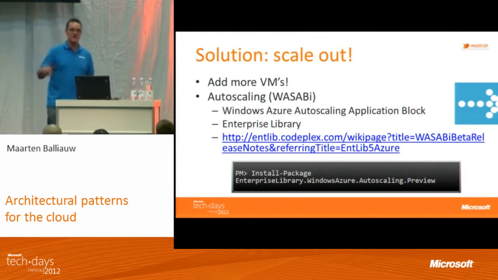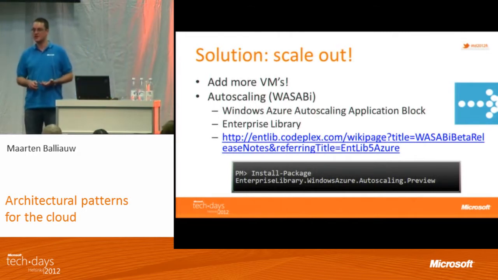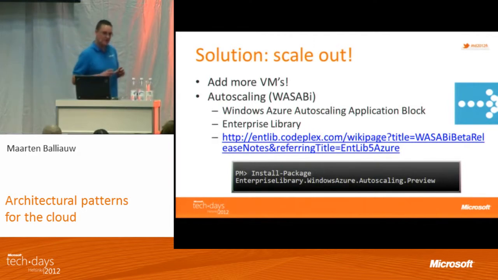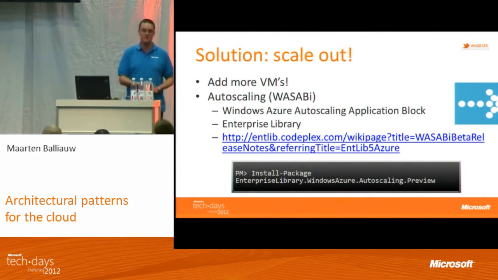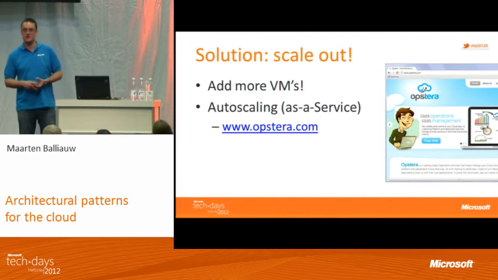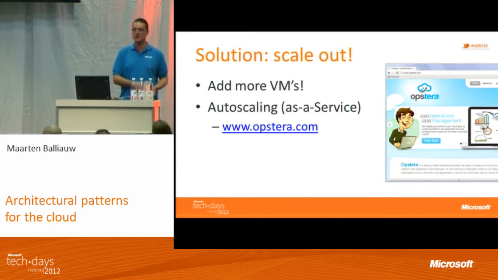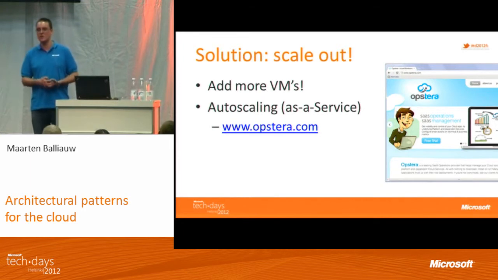One way to do that is use the Wasabi block, which is available on NuGet. It's an enterprise library block which you can instruct to monitor CPU usage, memory usage, number of storage transactions, all that stuff. And you can configure some rules. For example, if CPU usage is above 90% for 5 minutes, scale up or scale out. Another solution, if you don't want to develop it yourself, is use something like Opstera. They actually have a service doing auto-scaling for you. Of course, it costs. Of course, you don't have to write your own code. But you can use something like this as well to make your application scale automatically when needed.